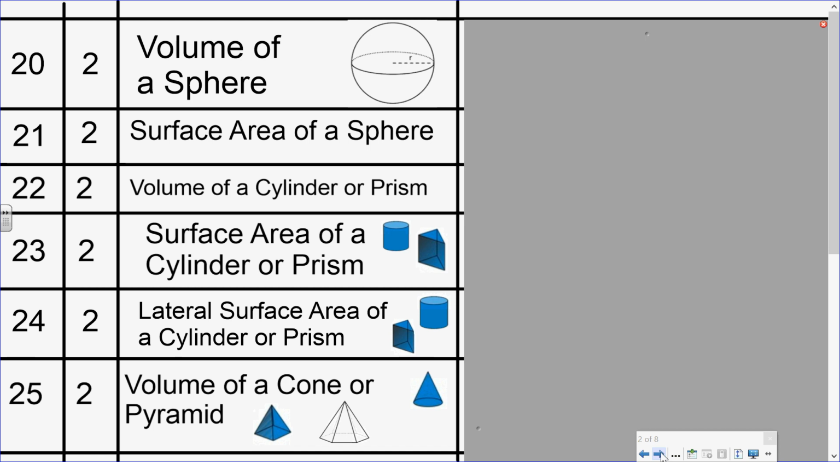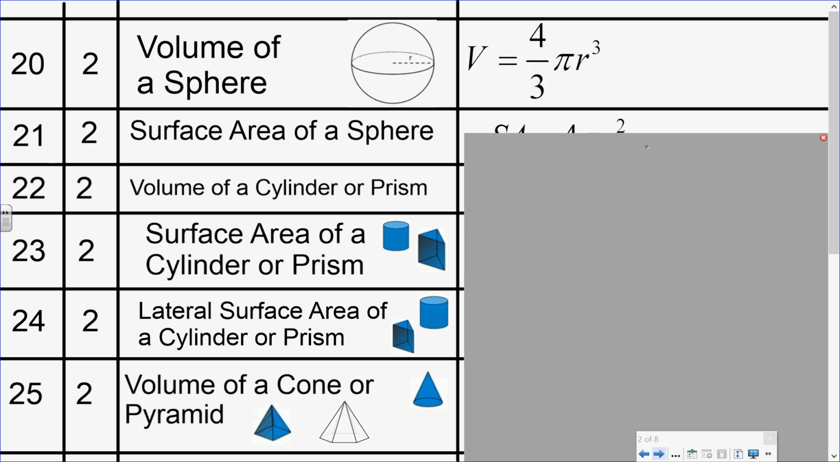4 pi r squared is one of them. What kind of units for volume? What kind of units for surface area? Which one would have the r squared in it? The surface area. So 4 pi r squared is going to be the surface area one. The volume would have cubic units and is going to have r cubed in it.